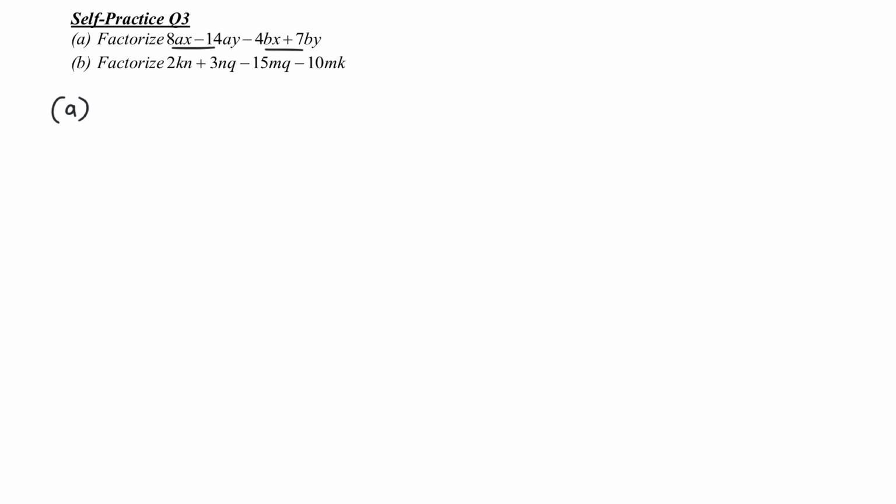Let's take a look at part A. So from the first pair, I can see that I have in common the number 2. Letter-wise, I have a. And that leaves me with 4x minus 7y. Now, from the second pair, I see no number in common, but I see a letter b. I'm going to try taking out negative b first. Let's see what we get if we do that. Sometimes it's positive b, sometimes it's negative b. By experience, you would know. So I'm going to try negative b.